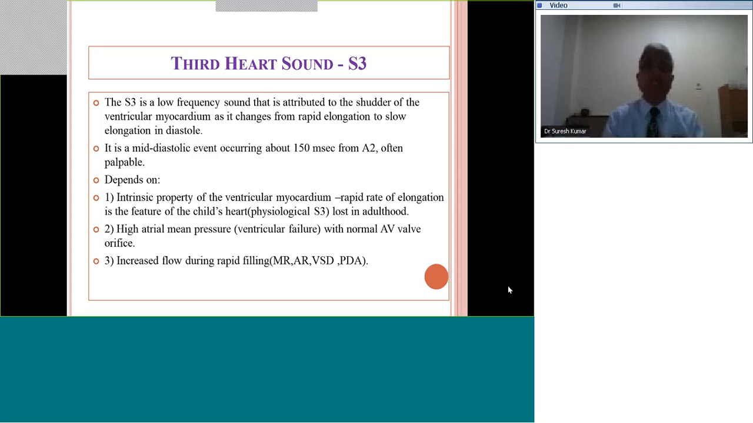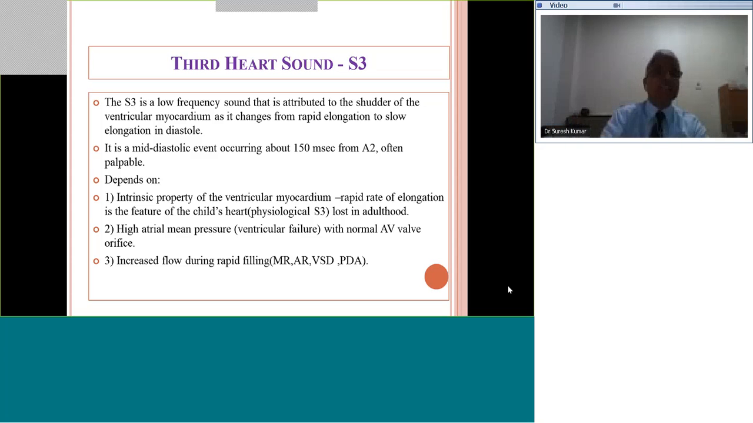There are conflicting theories, but the most widely accepted one is that it is a shudder of the ventricular myocardium when this transition is occurring. It's a mid-diastolic event for sure. It occurs about 150 milliseconds with normal heart rate from A2, and it depends on a few factors.